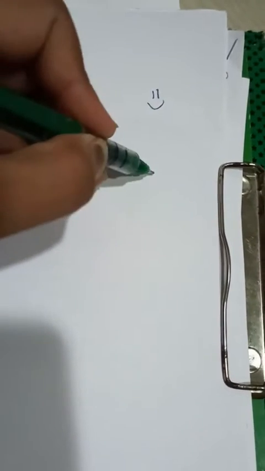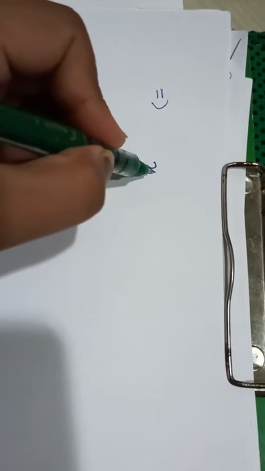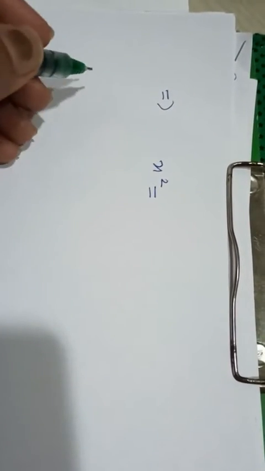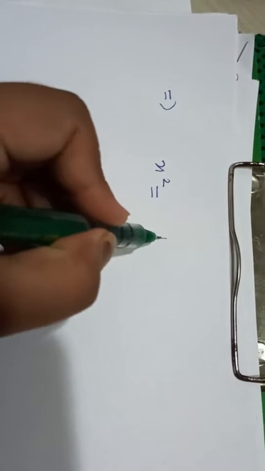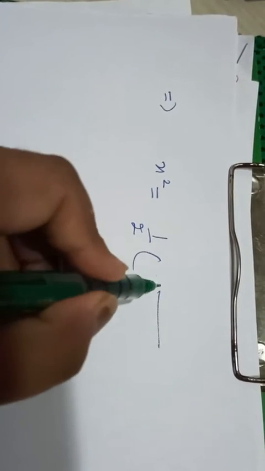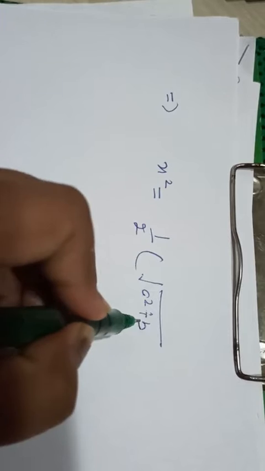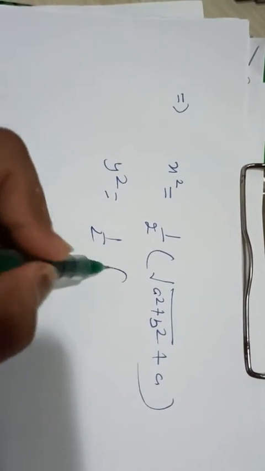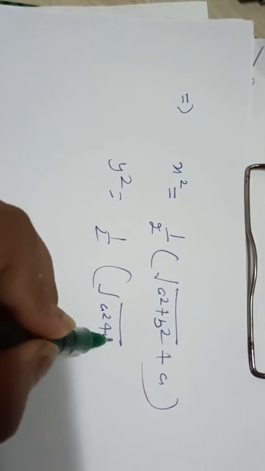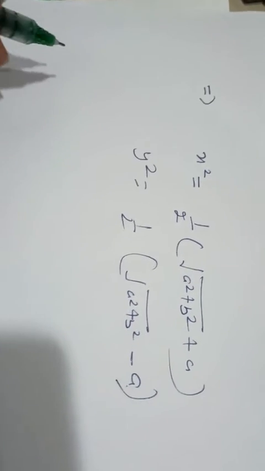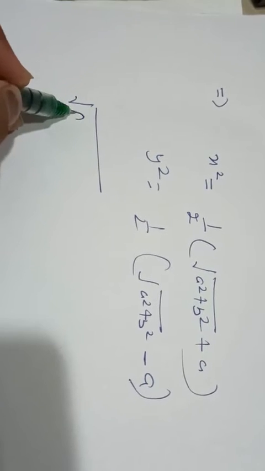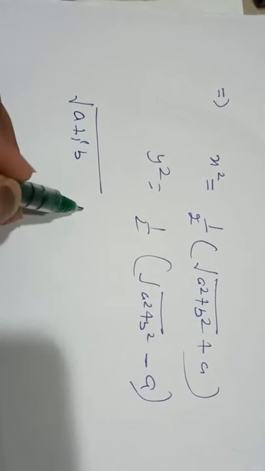So adding and subtracting those two equations you will get the value of x square and y square. So x square comes out half of root of a square plus b square plus a, and y square comes out half of root of a square plus b square minus a.